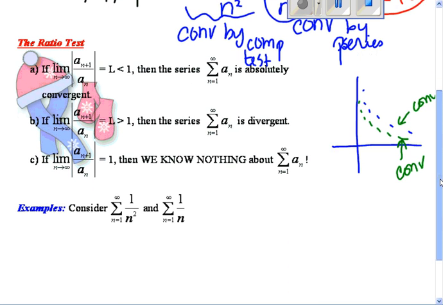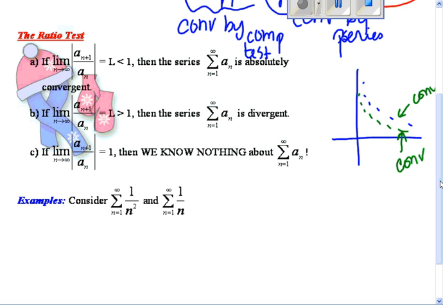And all you do on the ratio test is you ratio the n plus 1 term to the nth term. Where do I use the ratio test? When I'm doing n factorials and n to the n. That type of thing. When I'm looking at things that are discrete and not continuous.